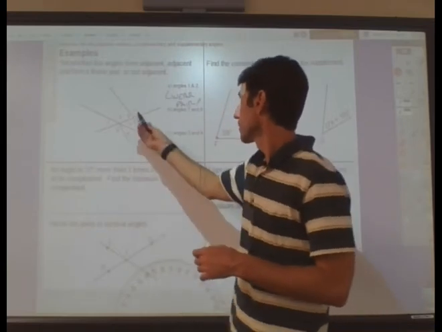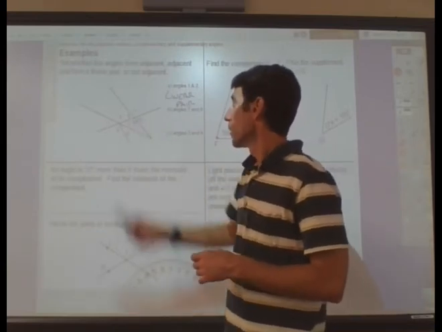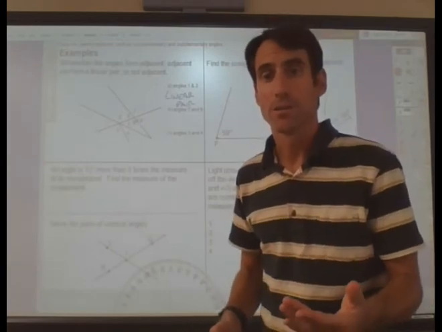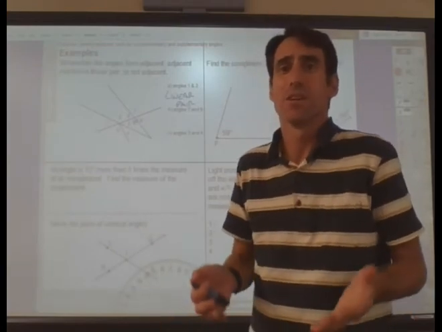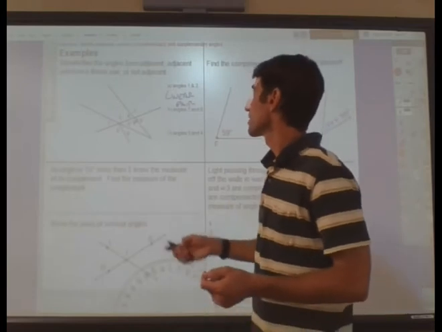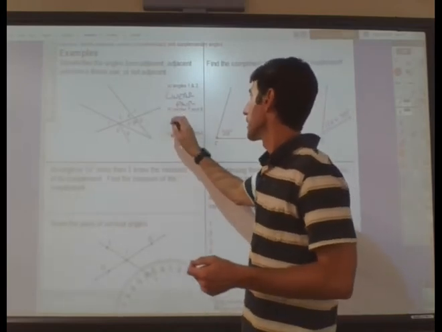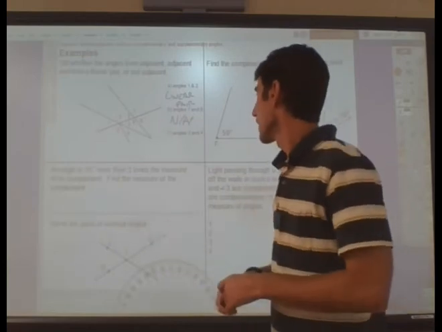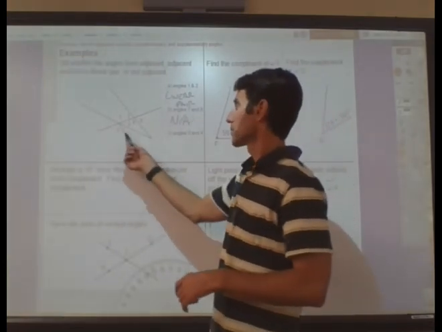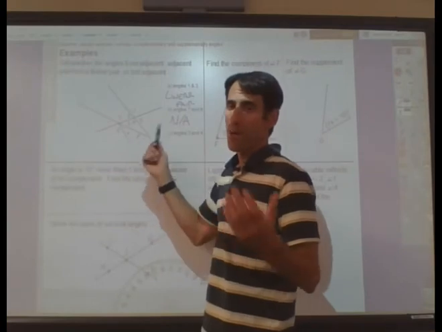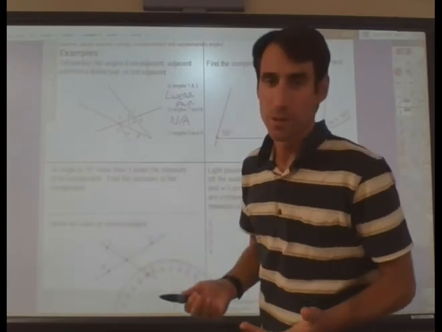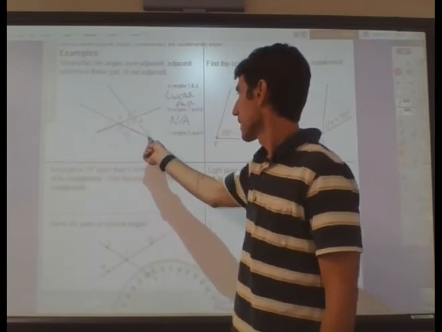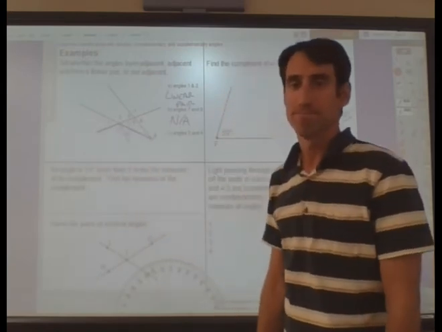Angles 7 and 9. Well, these are not adjacent. 7 and 9 are vertical angles, and vertical angles are never adjacent. But vertical angles is not an option. We have to go with not adjacent. I'll use NA. All right, angles 3 and 4. With angles 3 and 4, they are adjacent. However, they don't form a linear pair because this line and this line don't form a line.